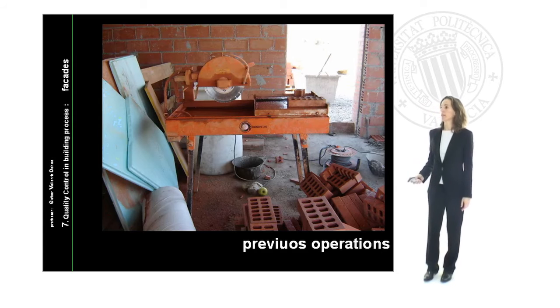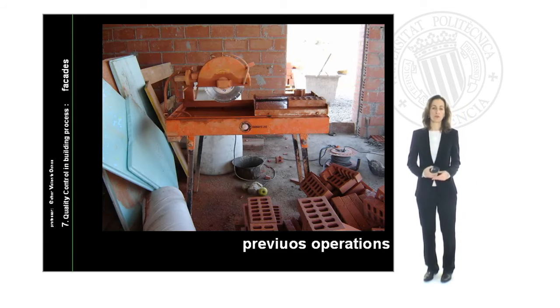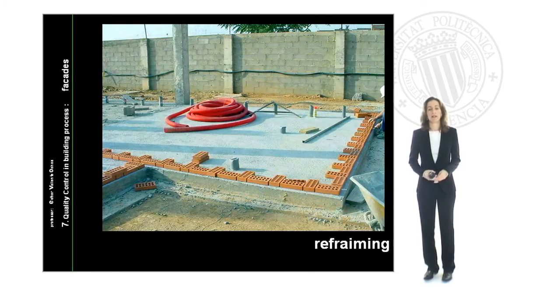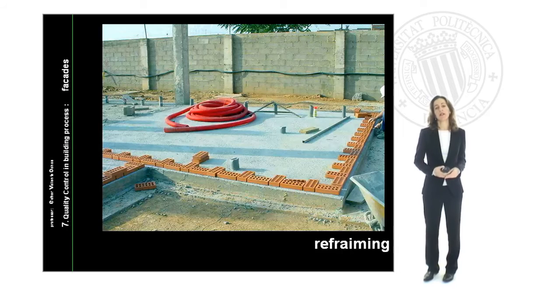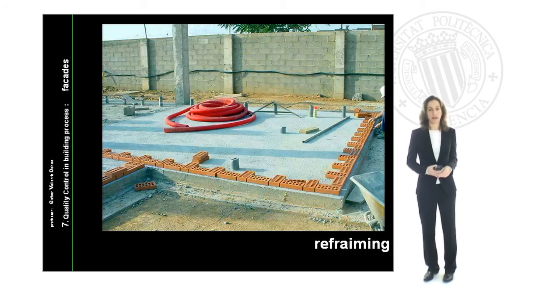In this picture, we can see the machine to cut the pieces of brick we are going to use in the ceramic brick facades. Beginning with the actual quality control in our unit, the first activity is the reframing.